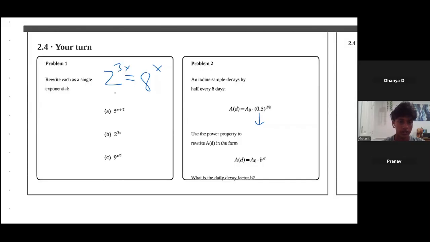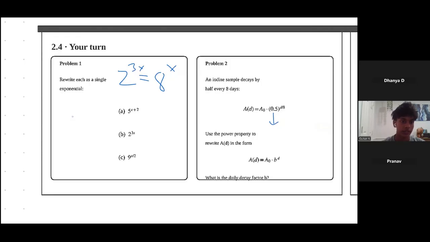All right, I'm gonna go ahead and solve these questions now. For the first one, we're just gonna separate it. So we know that 5 to the x plus 2 is the same as 5 to the x times 5 to the 2 using our exponent laws. So as a single exponential, this is gonna be 25 times 5 to the x, where it's just 5 being to the power of x. And that's our first answer.